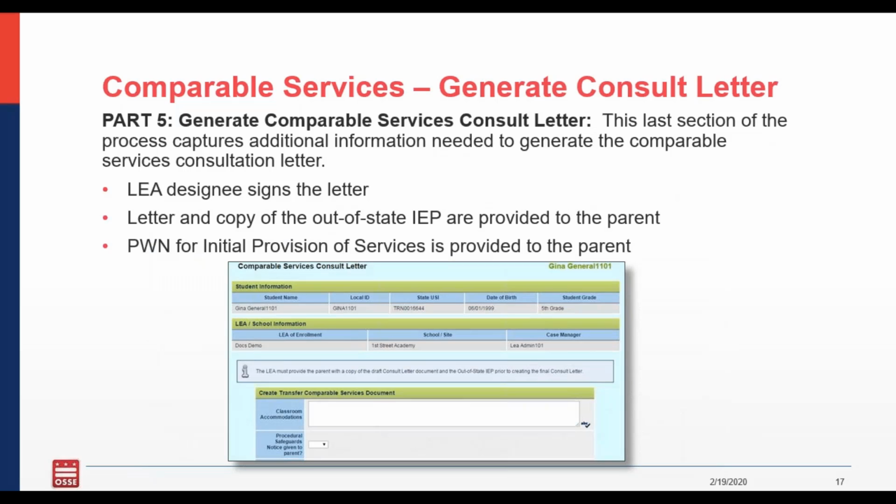Finally, in Part 4, you will generate the comparable services consult letter, and this is the last section of the process that really captures additional information that's needed for you to generate that comparable services letter. The LEA designee is going to sign this letter, and a copy of this is going to be provided to the parent in addition to a PWN.